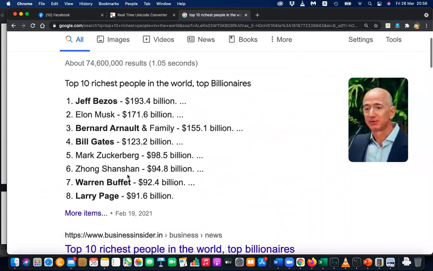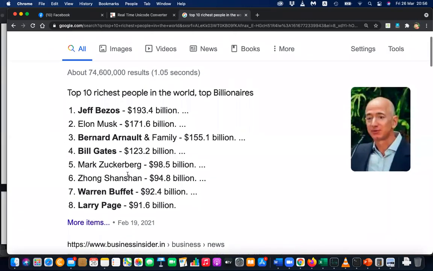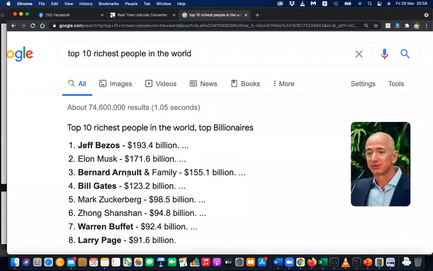So this is the story, right? Jeff Bezos is the number one. It has changed by 2021, because Bill Gates was number one a few years ago, but he has become number 4, and Jeff became number 1. So what is the job of Jeff Bezos? Owner of Amazon.